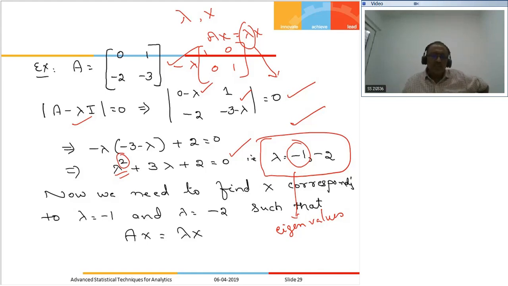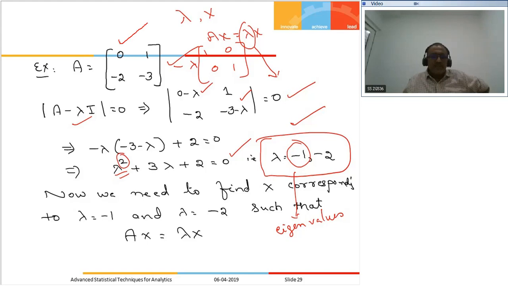So suppose A is a matrix. Now we want the arrangement X as well as lambda such that Ax equal to lambda X. That means for what values of scaling factor lambda and corresponding X can I have this Ax equal to lambda X. So that is the idea here.